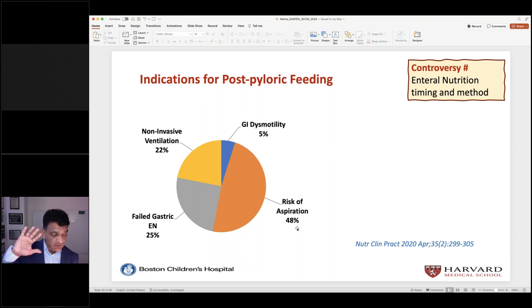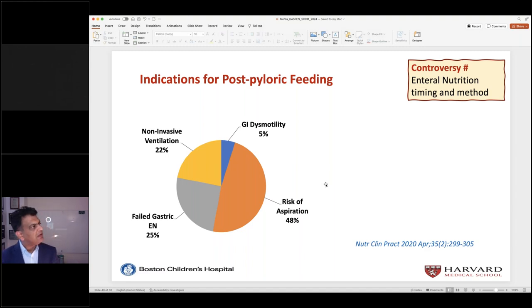This might include an actual history of aspiration in a previous admission, or a constellation of factors where the team says this patient is high risk for aspiration. Or the gray bar, where we've tried and failed gastric feeding, and we don't wait endlessly, but we do that. The third one, which is fairly common practice many places, is a small fraction of our non-invasively ventilated patients, we resort to post-pyloric. And then GI dysmotility, if you feel there is a strong indication of that. So this just gives you an idea of what we do with post-pyloric feeding.